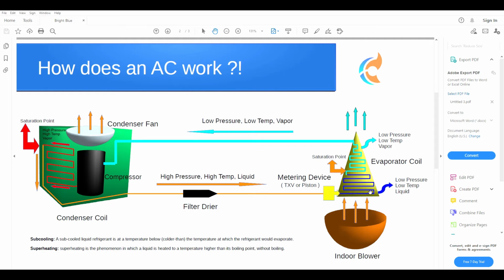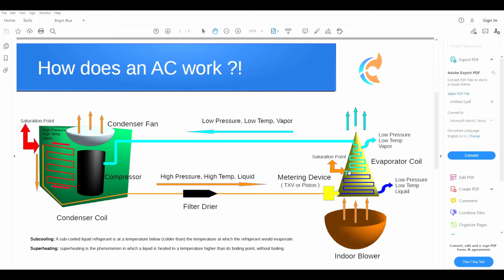So this low pressure, low temperature liquid refrigerant travels through your evaporator coil and gets again to a point which we call the saturation point, where the liquid refrigerant is just vaporizing. So at that point, both liquid and vapor exist. We call it the saturation point.